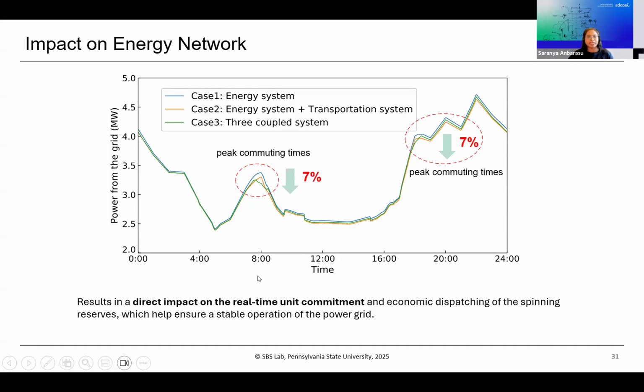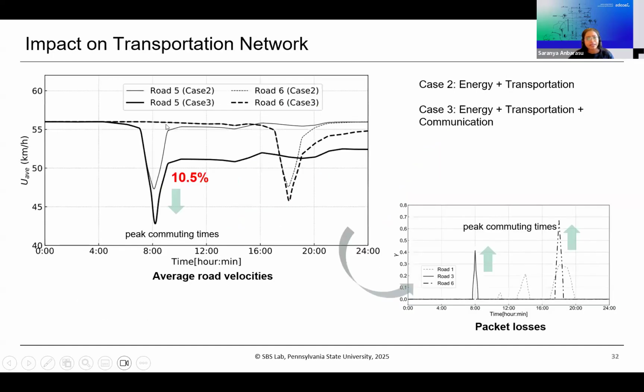And what this means is that it's going to have a real time impact on the unit commitment or economic dispatch of the spinning reserves. So that will enhance or increase the generation needed to make the grid stable. And we have to think about all these interdependencies. And the next one was the impact on the transportation network, where we have two cases: the energy and transportation being the case two, the two-coupled system, and case three being the three-coupled system.